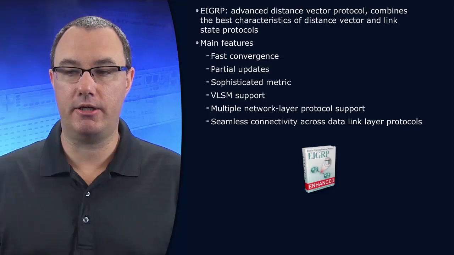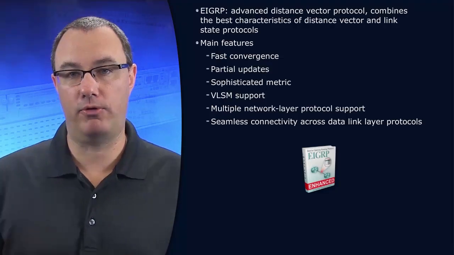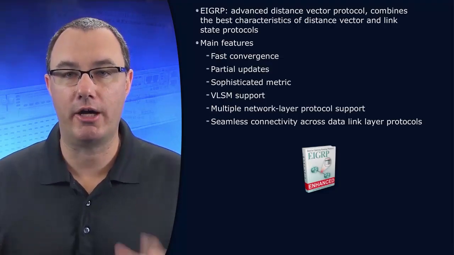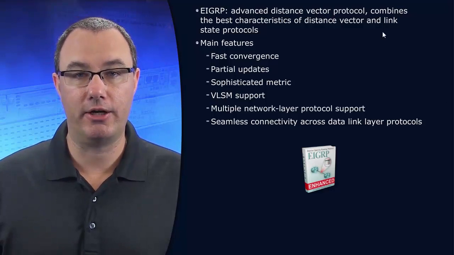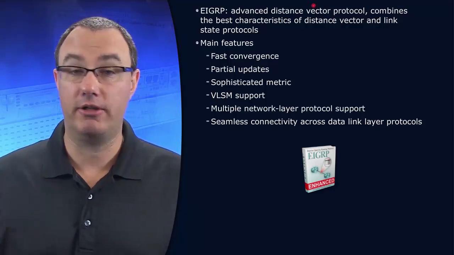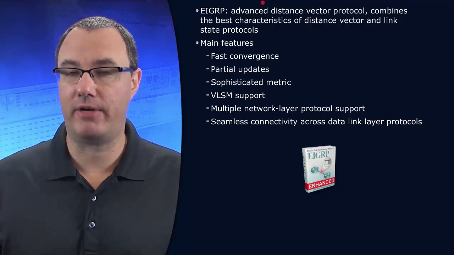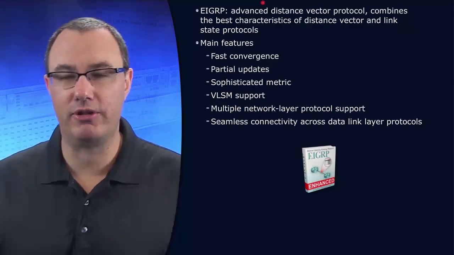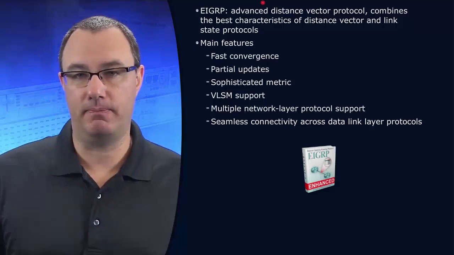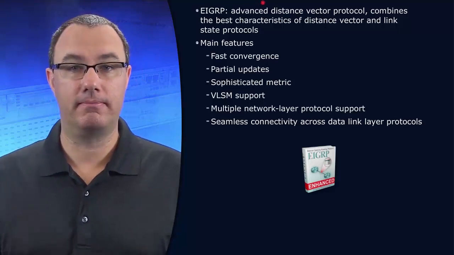EIGRP is certainly a powerful routing protocol. How do we characterize it? Well, we would characterize it as a distance vector protocol. We say advanced. Does that really do it justice? In my opinion, no, it doesn't. I call it a hybrid.